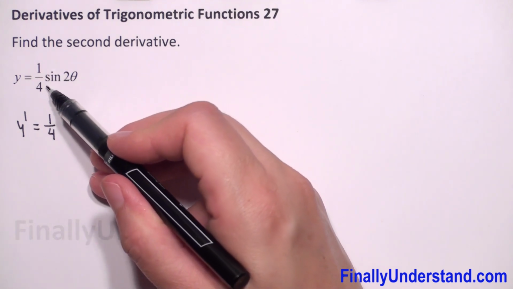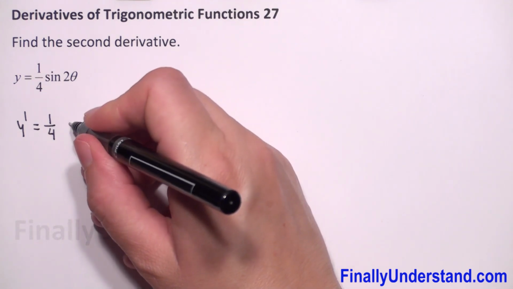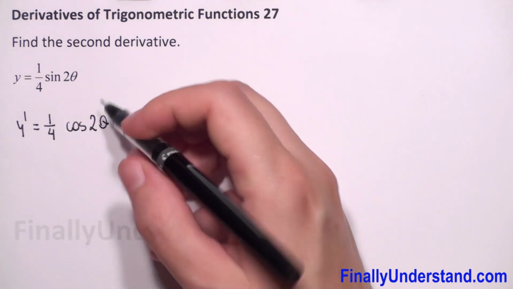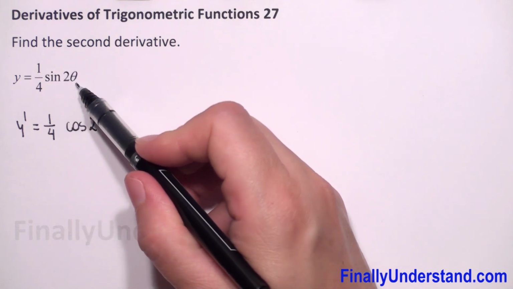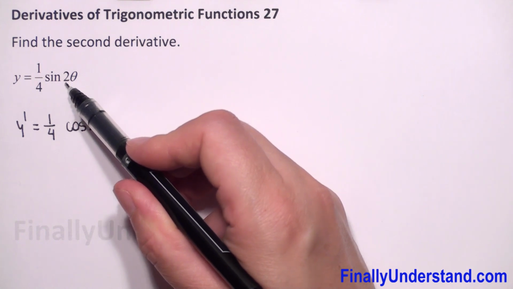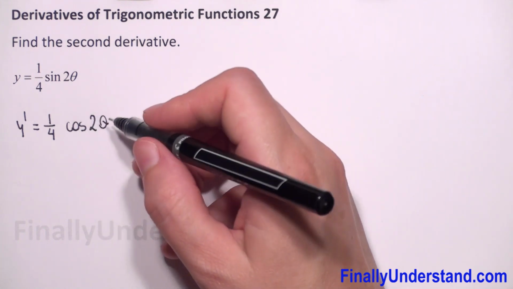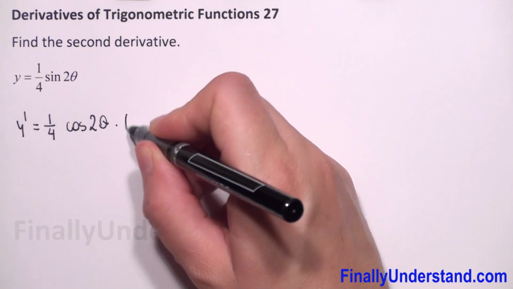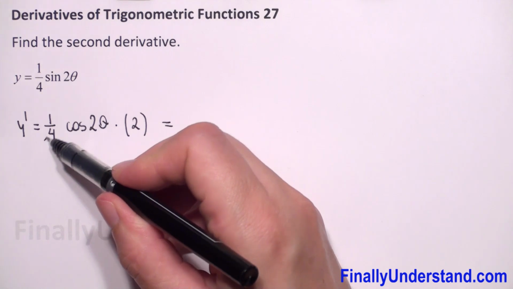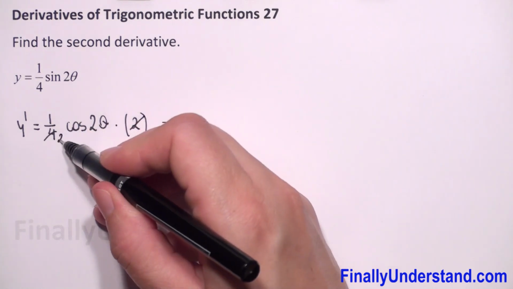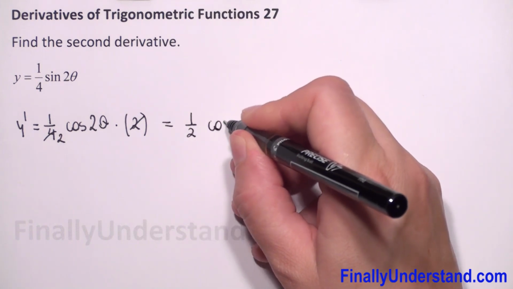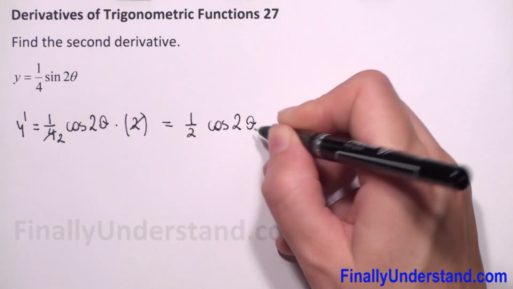times the derivative of sine, which is cosine, and we have 2 theta. And because we have a composite function, now you have to find the derivative of the expression which is inside. The derivative of 2 theta is just 2, so it will be times 2. This is equal to, we can reduce 4 with 2, 1/2 times cosine of 2 theta.